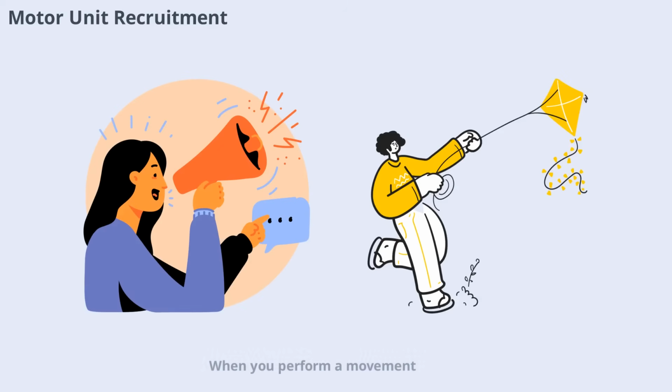When you perform a movement, your body recruits motor units based on the force required. For small, precise movements, only a few motor units are activated. For larger, more powerful actions, many motor units are recruited simultaneously. This ability to control the number and type of motor units involved allows for a wide range of movement and force production, from delicate tasks to heavy lifting.